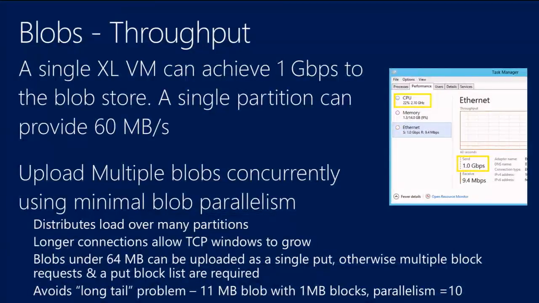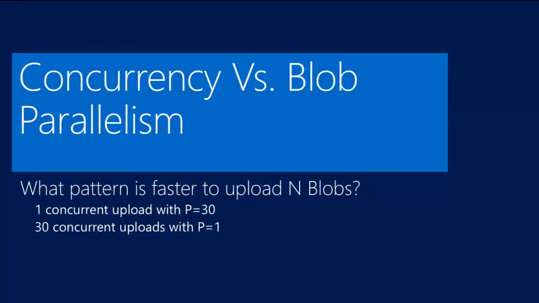And we want to try to overlap as much of that to get more sustained throughput the entire time. So we're going to do a quick experiment. What pattern is faster to upload n blobs? I can do one concurrent upload with parallelism set to 30, or I can do 30 concurrent uploads with parallelism set to 1. So we already kind of gave you the answer, but let's look at the data.